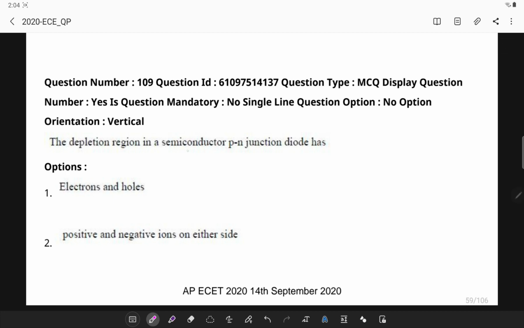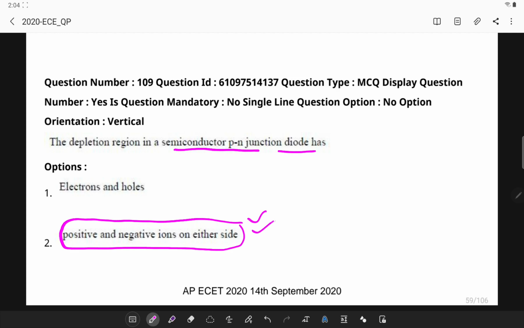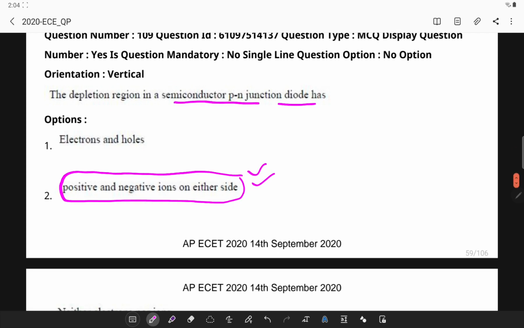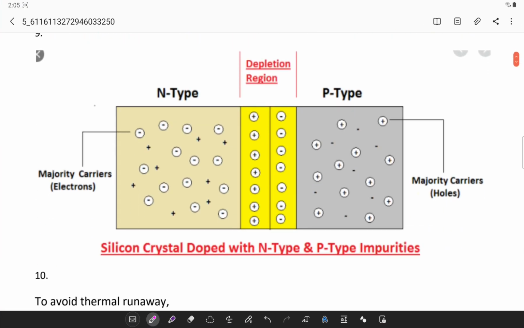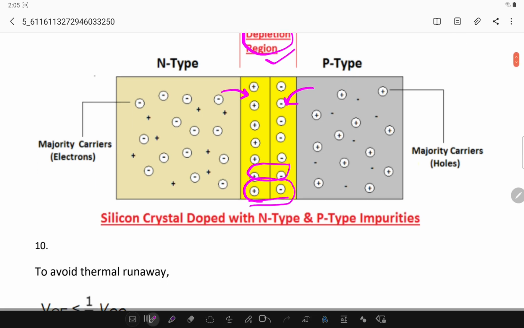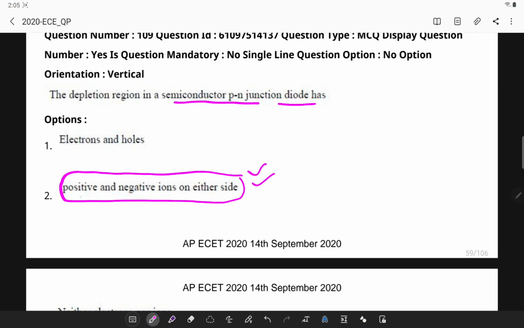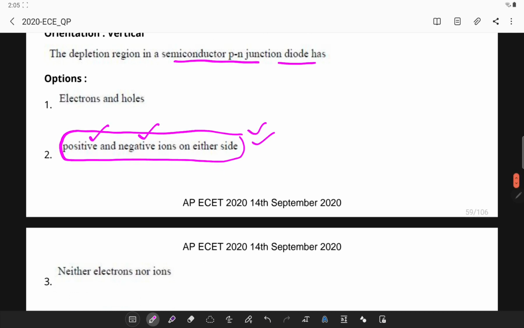in a semiconductor PN junction diode has both positive and negative ions from both the sides. So we'll see the symbolic representation of this for a better understanding. So this is your depletion region, or space charge region, or transition region. It will be having immobile charge carriers or ions, and this region is made up of charge carriers from both p type and n type. So simply the answer for this question is it has both positive and negative ions on either side.